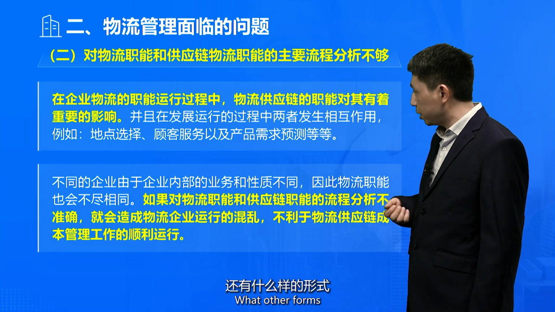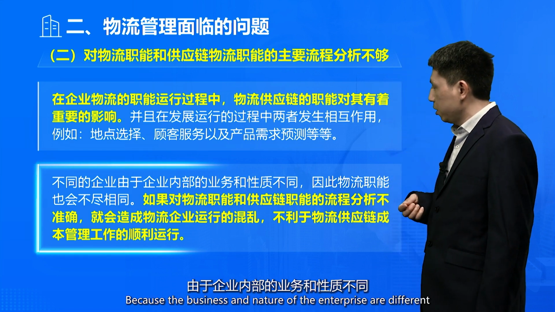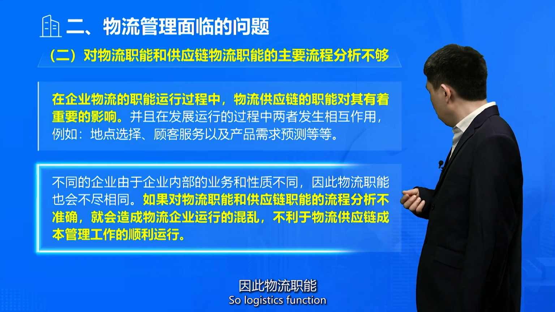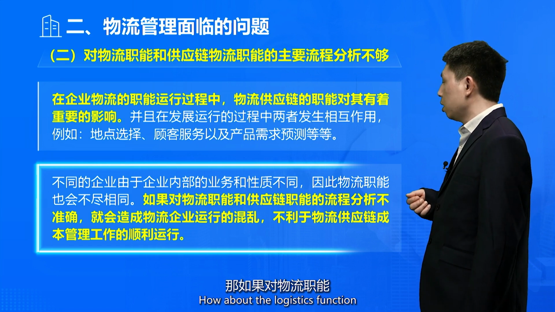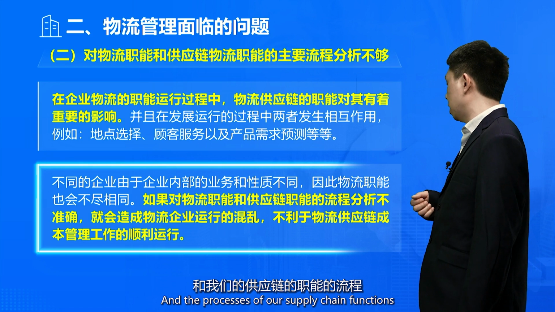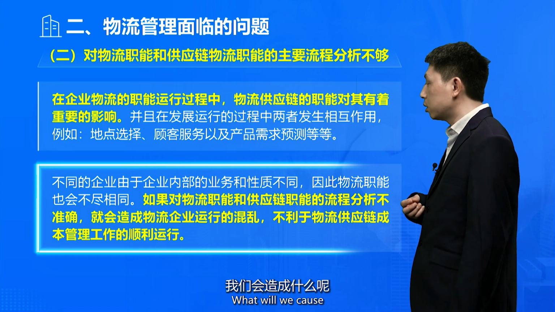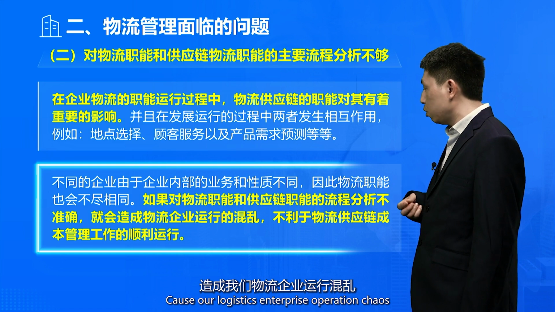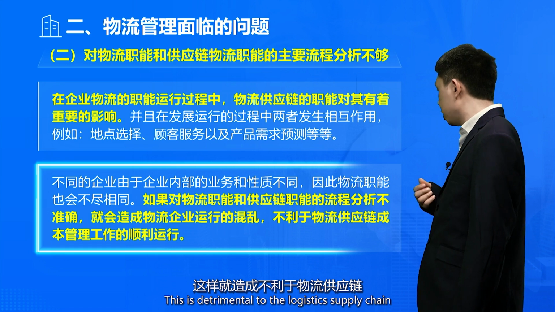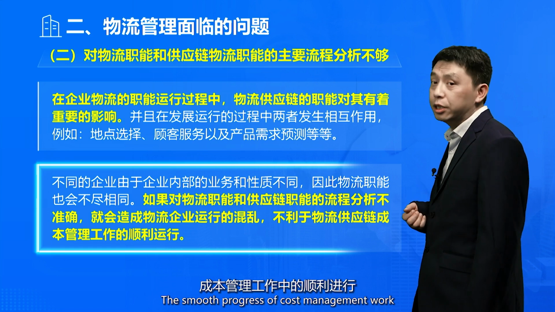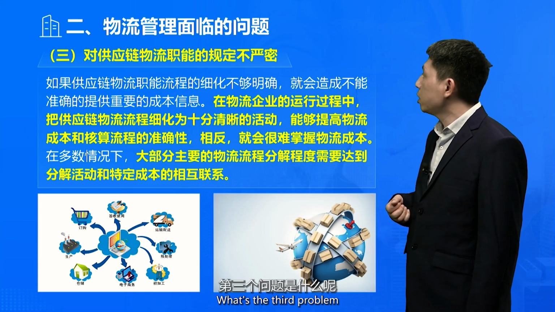What other forms? Different businesses, because the business and nature of the enterprise are different, so the logistics function will be different. The analysis of the logistics function and the processes of our supply chain functions is inaccurate. So in the end, what will this cause? It causes chaos in our logistics enterprise operation. This is detrimental to the smooth progress of logistics supply chain cost management work. That's our second problem. What's the third problem?